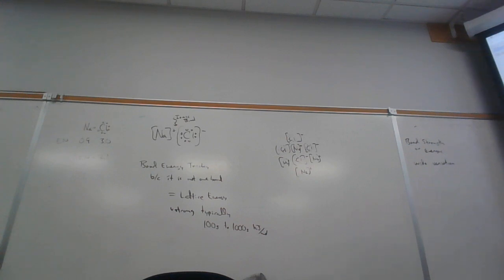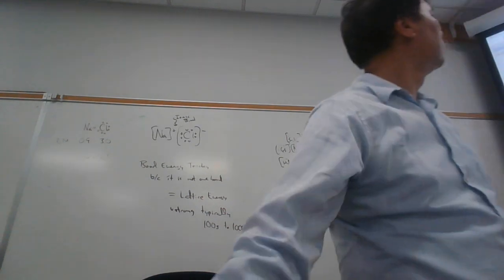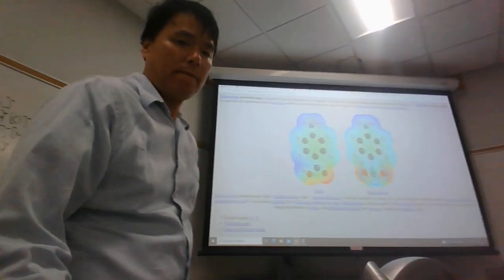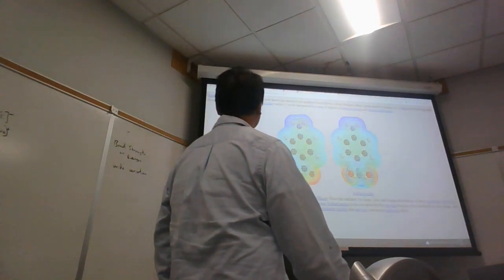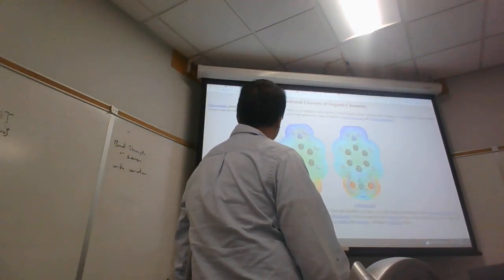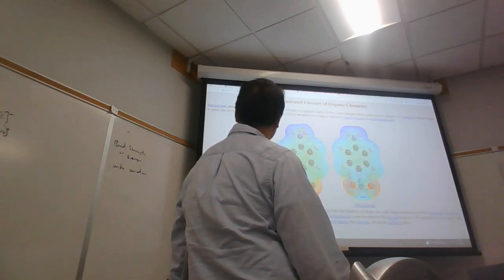These two molecules are important here. This is the Illustrated Glossary of Organic Chemistry from UCLA Chemistry.